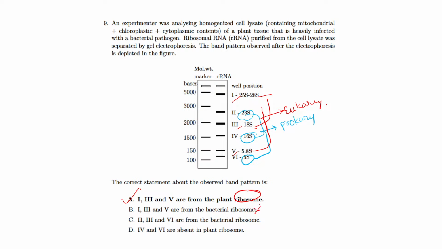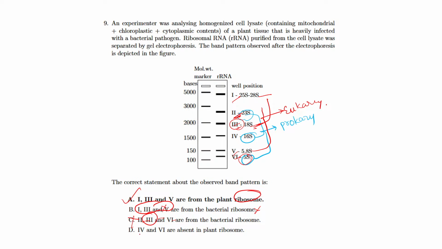No, because I said these are the subunits from the eukaryotic ribosome. 2, 3, and 6 are from the bacterial ribosome. So I have 2, 3, and 6. No, 6 is from... So 2 is from... 18S is from eukaryotic. So this option gets totally wrong. And in the second option, all three options are wrong.